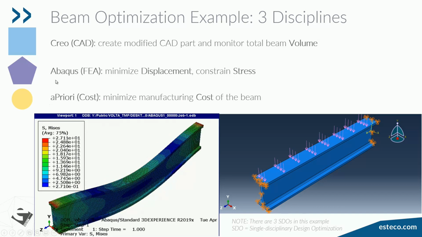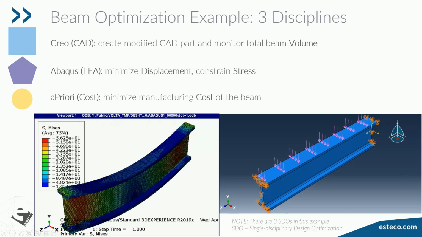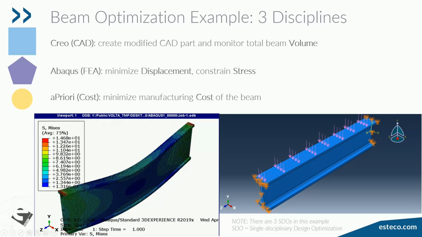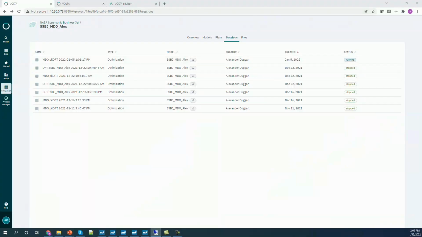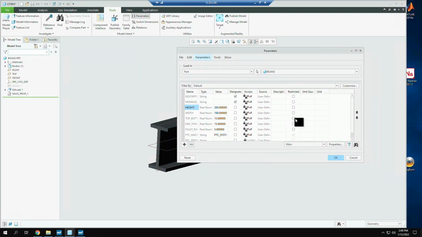And then the third domain is FEA. This will be done using Abaqus as the solver. So let me quickly show you what the Creo integration looks like.